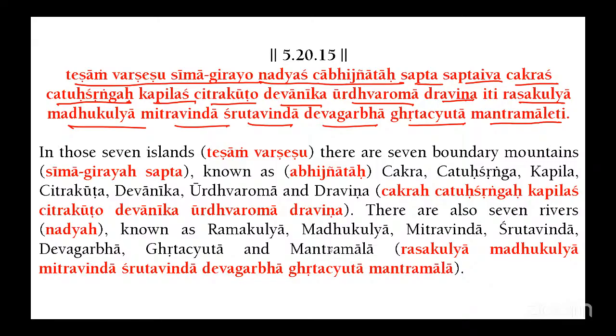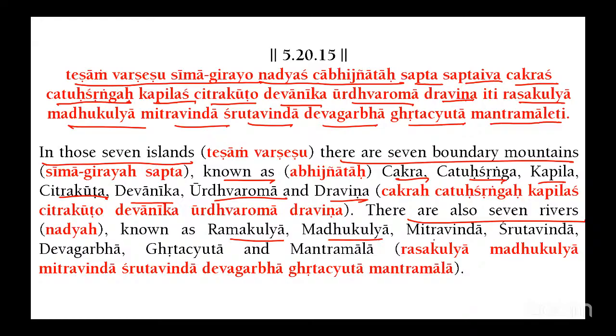So in those 7 islands, there are 7 boundary mountains known as Chakra, Chatushringa, Kapila, Chitrakuta, Devanika, Urdhvaroma, and Dravina. There are also 7 rivers known as Ramakulya, Madhukulya, Mitravinda, Shrutavinda, Devagarbha, Gritachyuta, and Mantramala.